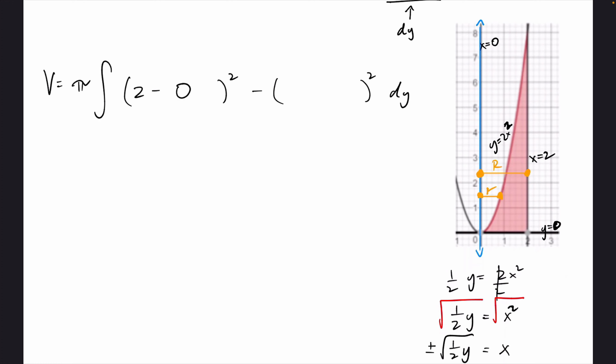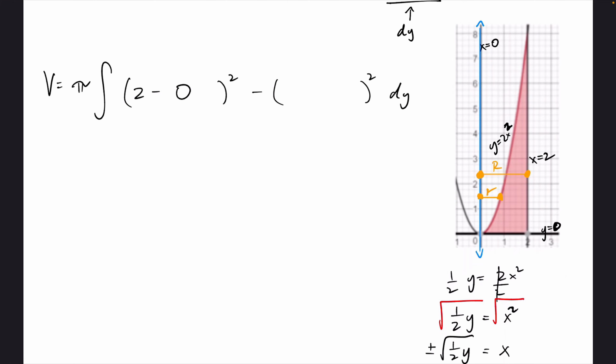Little r ends in the same spot, 0, but it starts on the parabola. Which one, the positive version or the negative version? Positive version because we're positive x's. So it's going to be positive square root of 1/2 y minus 0, because that's where I ended.